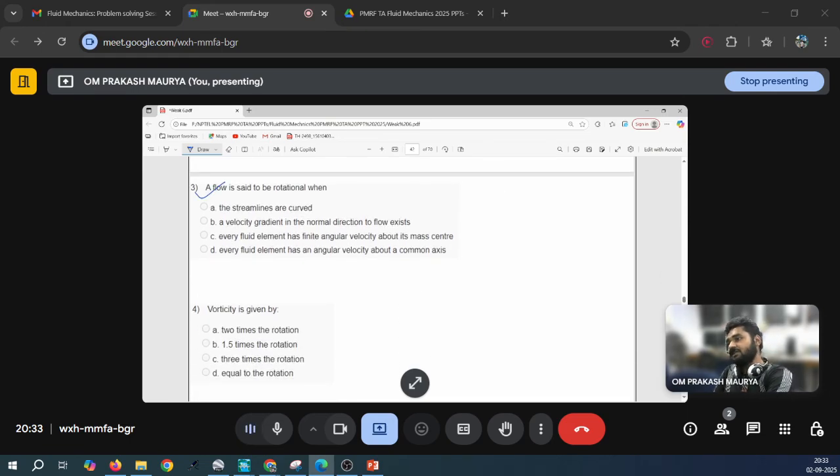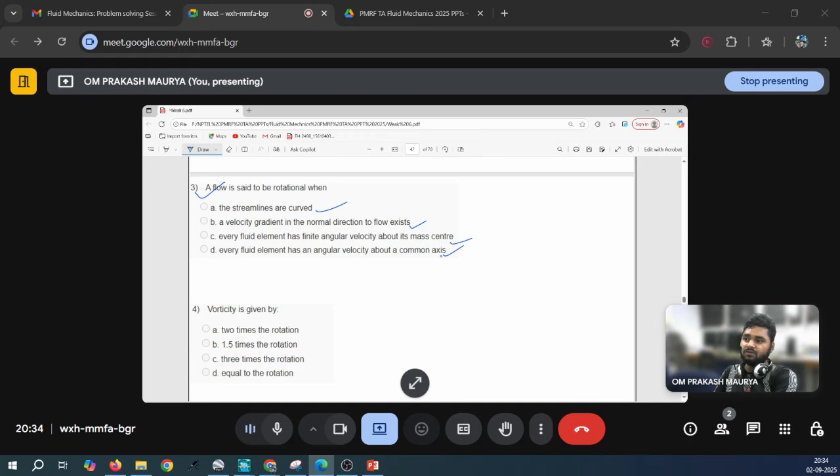Next, question number 3. A flow is said to be rotational when the streamlines are curved, a velocity gradient in the normal direction to the flow exists, every fluid element has finite angular velocity about its mass center, or every fluid element has an angular velocity about a common axis. Which option will be correct?